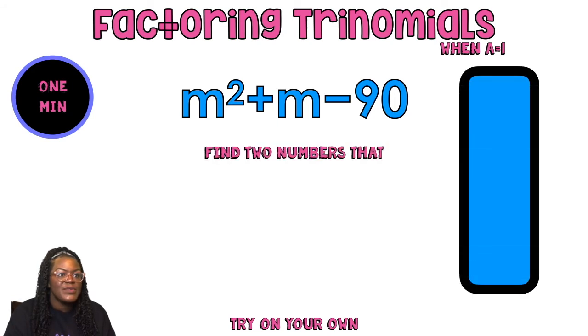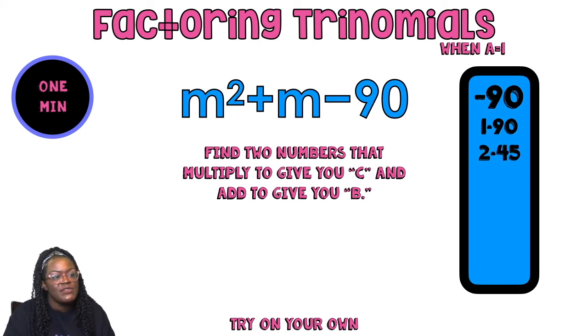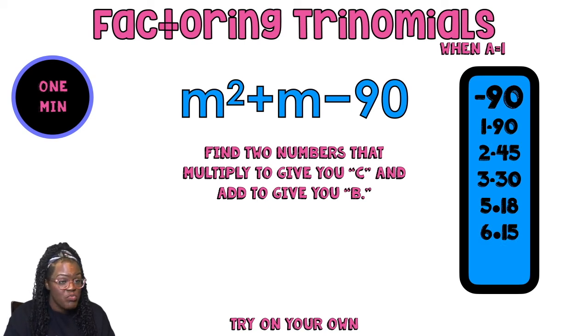Okay, find two numbers that multiply to give you C and add to give you B. C, in this case, is negative 90. So we're going to find all the factors of negative 90. Oh my goodness. 1 times 90, 2 times 45, 3 times 30, 5, there's no 4, 5 times 18, 6 times 15, 7, nope. 8, nope, 9 times 10, baby.